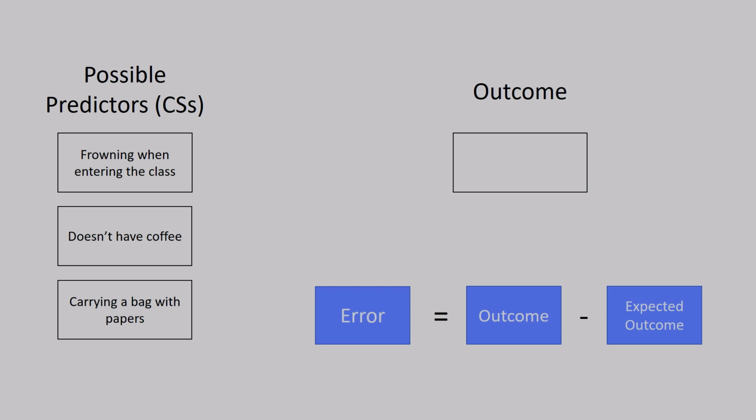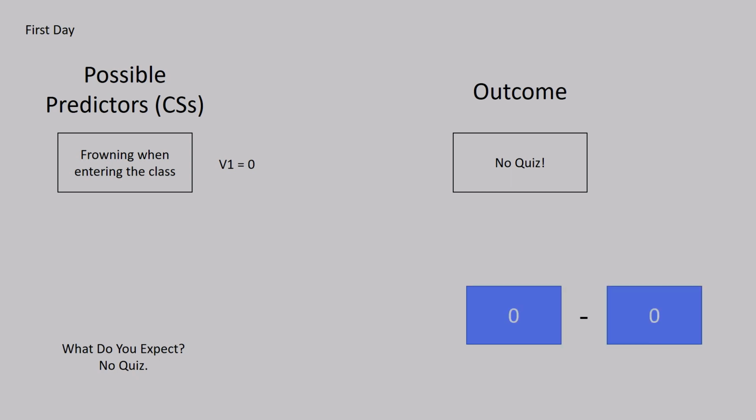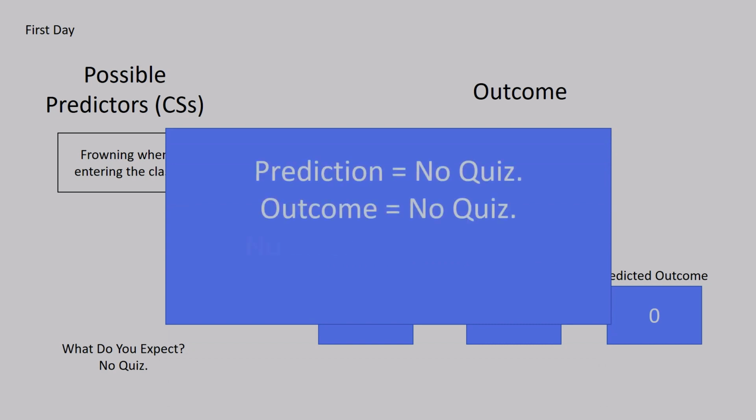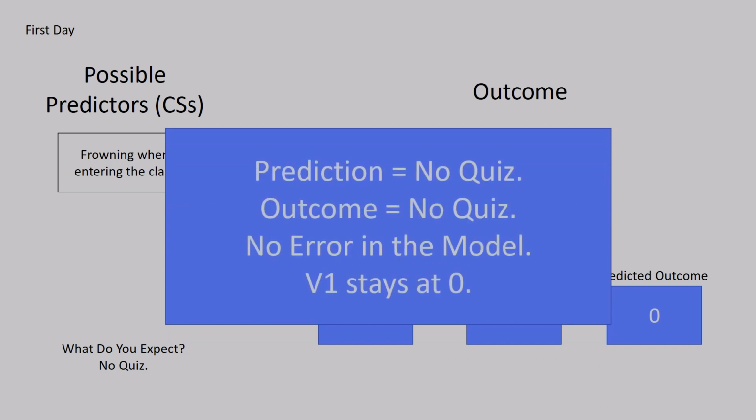Okay, so let's look at the first day of class. On the first day, we notice that he's frowning when he enters the class. So the question is, what do we expect? Well, we don't have any prior experience, so we're going to say no quiz, which means that this stimulus value is going to be 0, and the outcome actually is no quiz. And so if we're looking at how this impacts our model, our prediction was no quiz, and our outcome was no quiz, which basically means that the stimulus value, V1, can stay at 0.